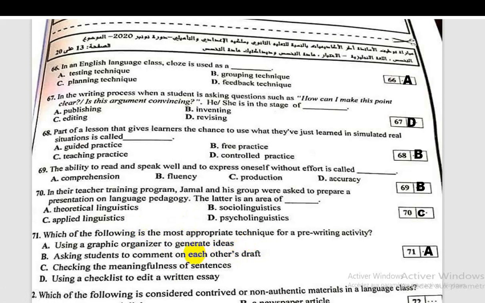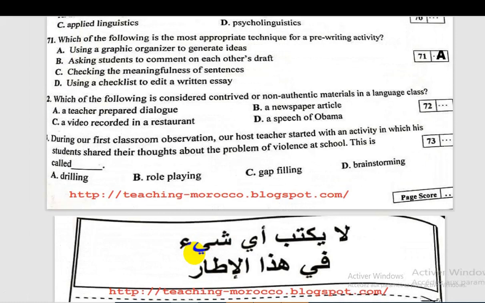Let's move now to the next question. 72. Which of the following is considered contrived or non-authentic materials in a language class? A. A teacher prepared dialogue, B. A newspaper article, C. A video recorded in a restaurant, D. A speech of Obama. The right answer here is A. A teacher prepared dialogue.